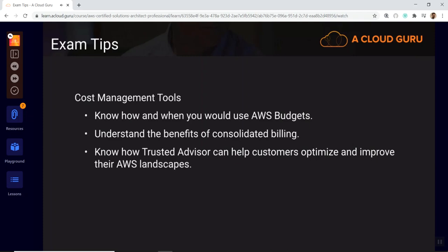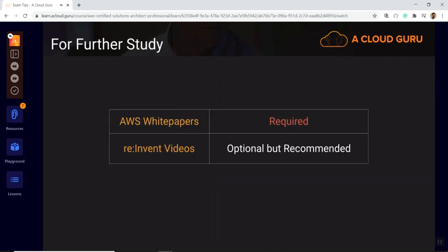For cost management, you should know how and when you would use AWS Budgets, and understand the benefits of consolidated billing. Also know that Trusted Advisor is something that can help you optimize costs. Remember to read through the white papers that I've linked in this lesson. If you're watching on a browser, they're going to be over here. And if you're watching on a mobile device, they're going to be down here when you put the device in portrait mode.